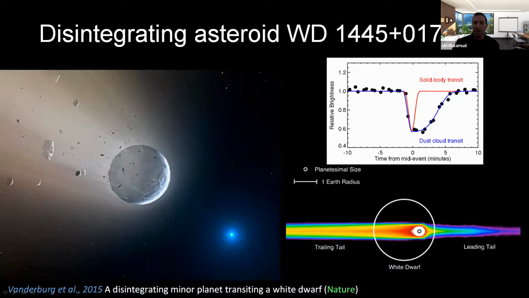And the interpretation of this is that you have something that's orbiting just outside the Roche limit, and it's slowly disintegrating because of the tidal forces from the white dwarf, and it's emanating this field of ejecta, and this is what's causing this transit. So this is really an interesting, important discovery and the first transit seen around the white dwarf, but it's not really a planet, it's more like an asteroid.